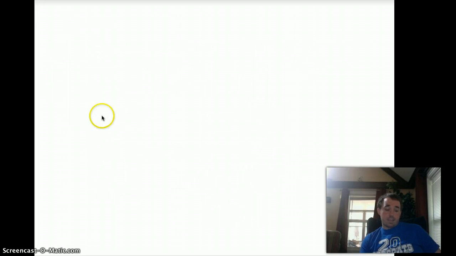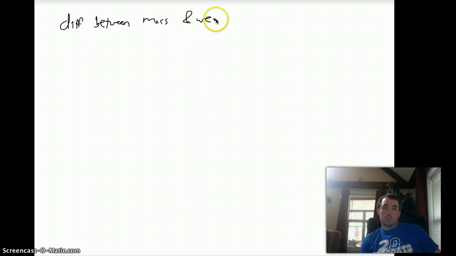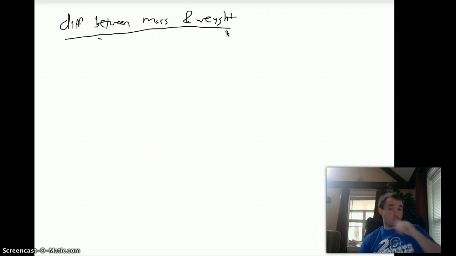So, last thing that we need to talk about is the difference between mass and weight. There's a huge difference. We kind of use them interchangeably in everyday life, but there's a big difference. And there's a really simple way, very closely related to what we're talking about, forces, to determine if you know one, you know the other.